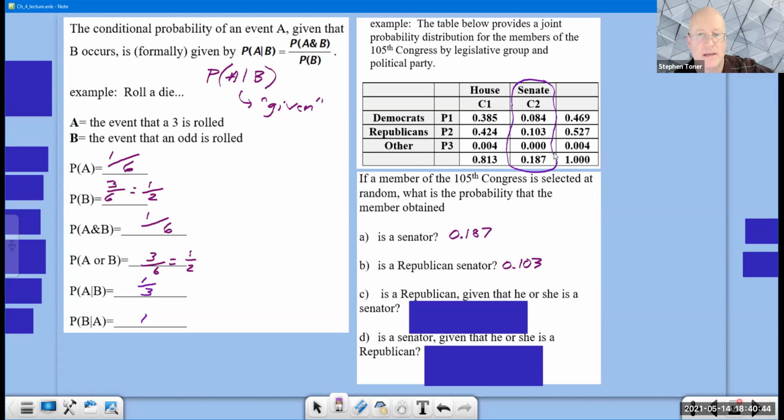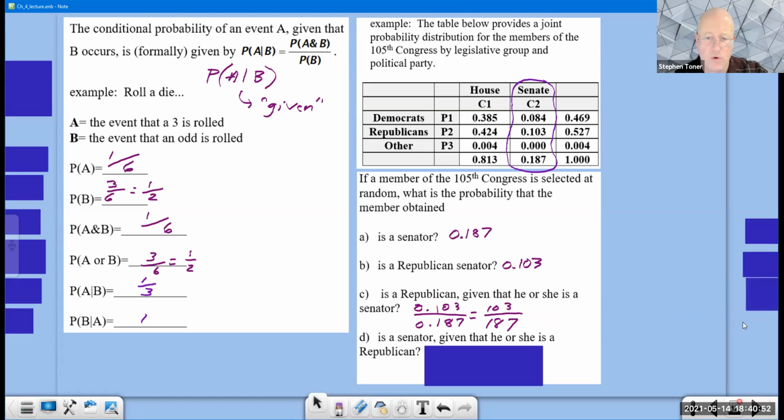So we basically ignore the decimal and treat that as 103 out of 187. If you remove those decimals, technically moving 3 places to the right, that's like multiplying by 1,000 in both the numerator and the denominator. There's your answer. Now I'm reversing the order of the sentence.